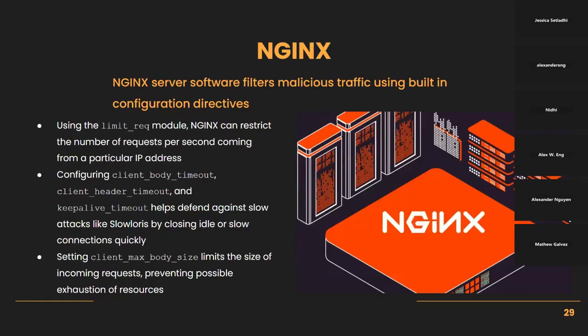Client body timeout, client header timeout, and keepalive timeout also help defend against slow attacks like Slowloris by closing idle or slow connections quickly. And client max body size limits the size of incoming requests, preventing possible exhaustion of resources. And of course, there are a lot more configuration directives other than just these.